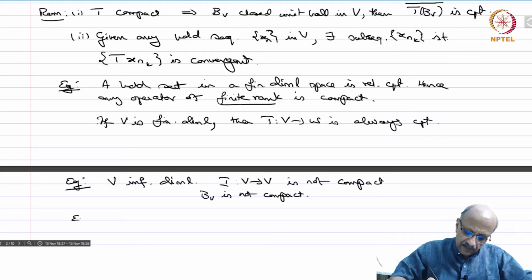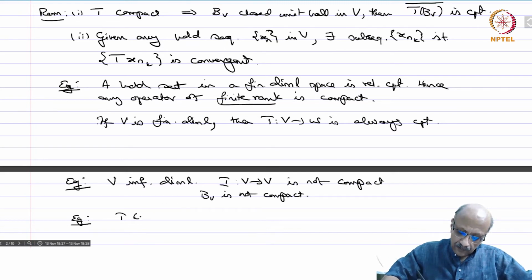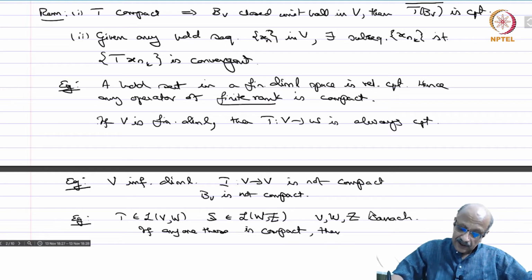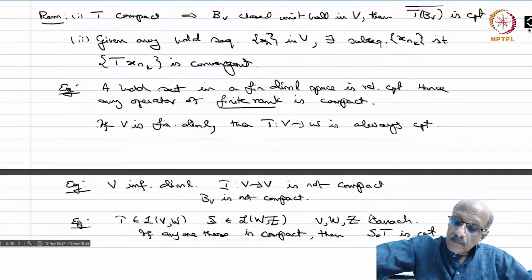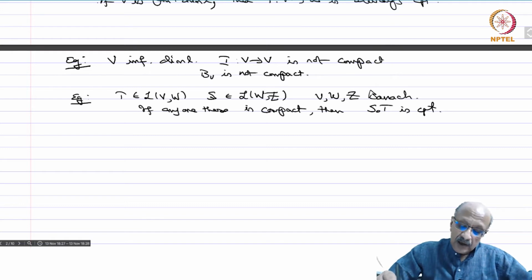Then example again. If T belongs to L(V, W) and S belongs to L(W, Z), where V, W, Z are Banach, and if any one of these is compact, then S composed with T is compact. Because continuous linear maps take bounded sets to bounded sets and compact sets to compact sets. So when you have any bounded set, then the composition will always be a relatively compact set.